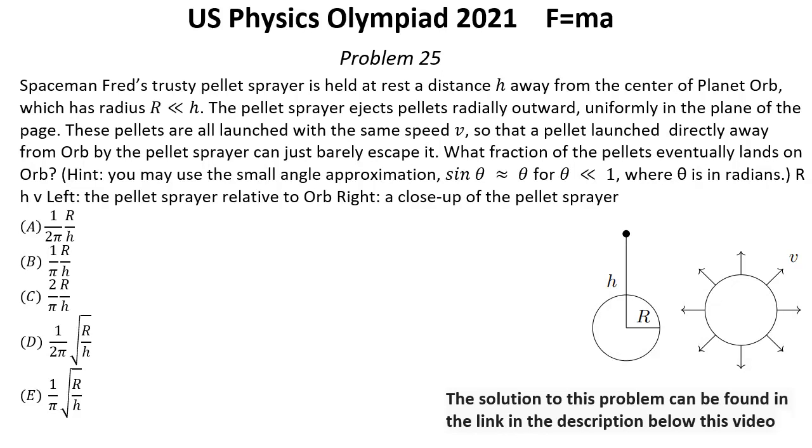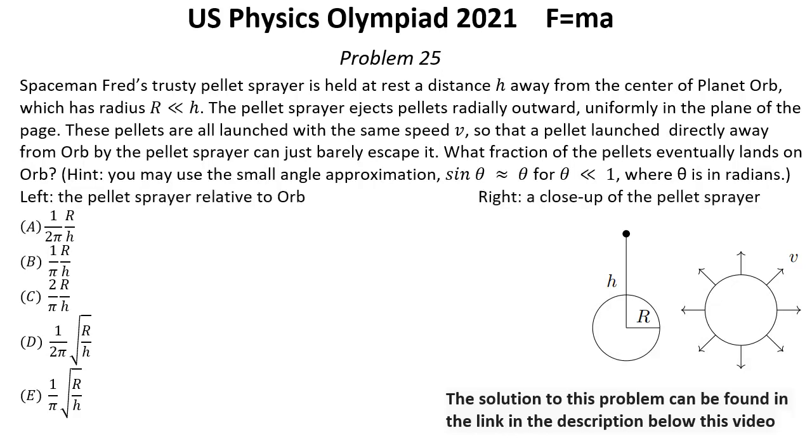Hint: you may use the small angle approximation sin theta approximately equal theta for theta much less than 1, where theta is in radians. On the left picture we have the pellet sprayer relative to Orb, and on the right picture we have a close-up of the pellet sprayer. Solution for problem number 25.